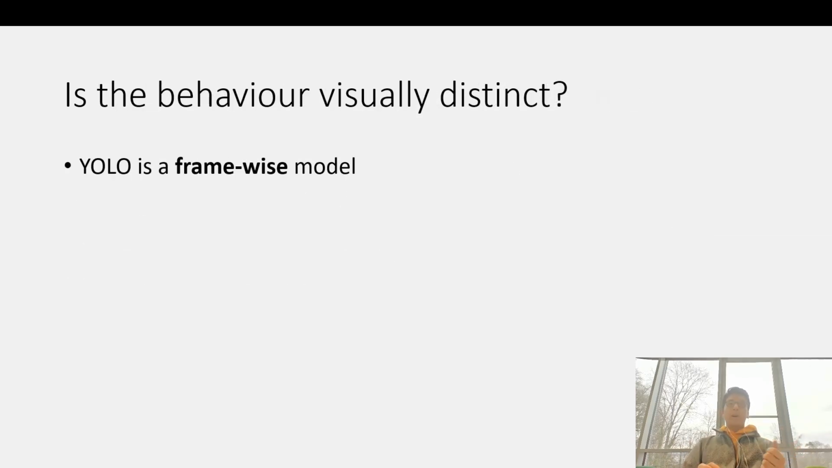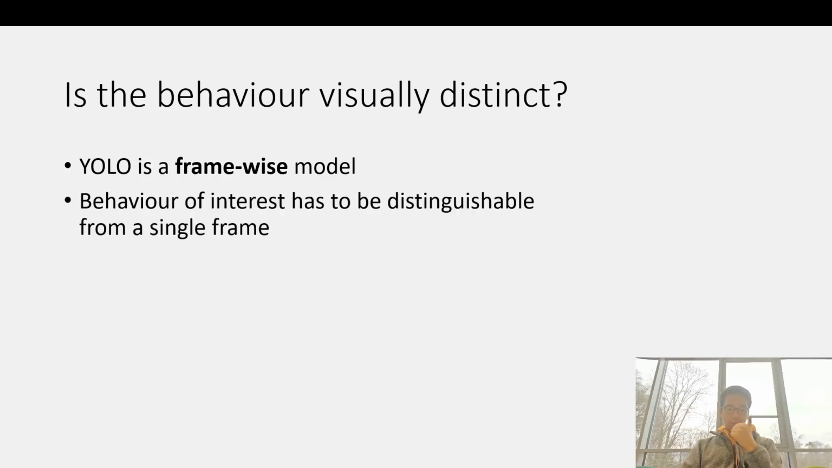YOLO is a frame-wise model. What that means is it just takes in one image and outputs a prediction. So this is the major thing to consider, because without temporal information, this method couldn't pick up certain behaviors that might require context before and after a frame. The behavior of interest needs to be distinguishable from a single frame. If you see an image, you as a human should be able to tell what behavior that is. And if you can, it's likely that the model can also do that.